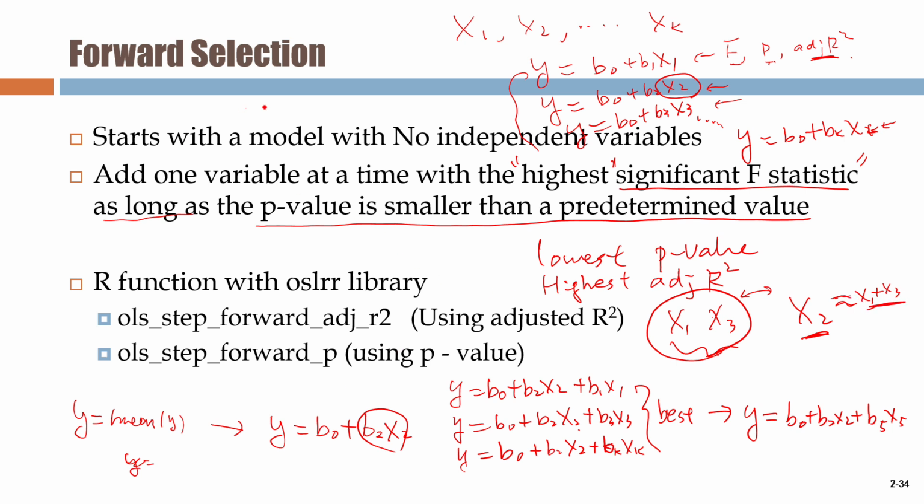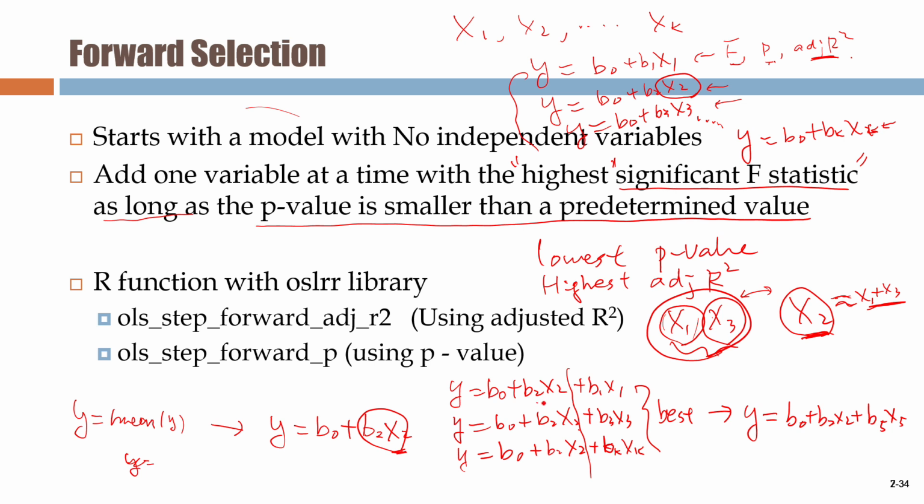Then if we choose the first one, x2 is better than x1 alone, and x2 is better than x3 alone, then x2 will be selected, right? So x2 will be selected. Once x2 is selected, x2 will not leave. x2 will stay in the model. And next we're trying to find out x1 and x3.